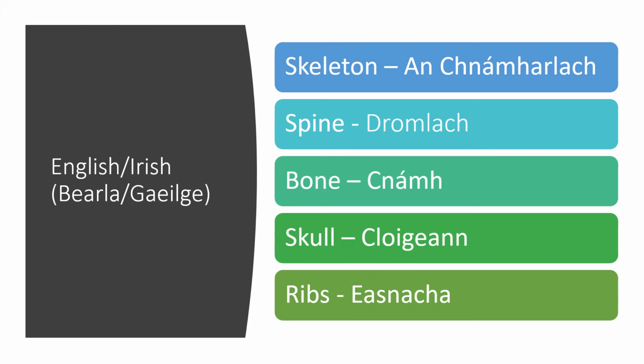So we have the skeleton, which is an Cnámharlach. And you'll notice the word Cnámh is there because down below, bone is a Cnámh. So it means all the bones together, really. Spine, Drumlock, and we know drum is our back, so that makes sense. Skull, Cloigeann. Ribs, I always have difficulty pronouncing this one. Éisneacha. We'll have a go. Maybe I'm not doing it perfectly. You can correct me if I'm not, but I am trying to learn. Right, let's have a look at the next ones.